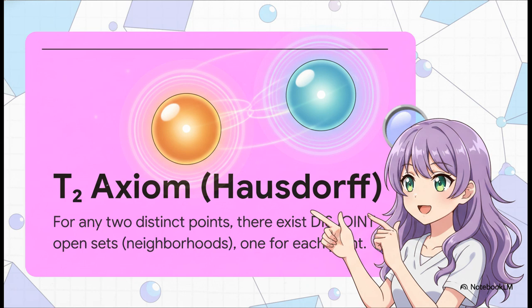And the answer is the T2 axiom. It's so elegant. For any two distinct points, you can find two neighborhoods, one for each point, that are completely separate. They don't overlap at all. They're what we call disjoint. It's literally like giving each point its own private bubble, its own personal space. That is what real separation looks like.